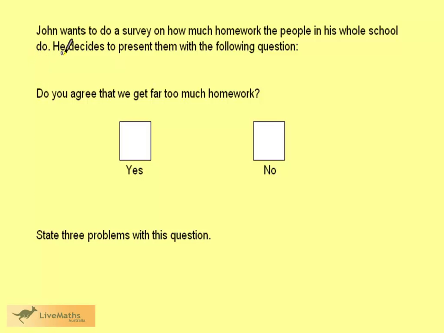John wants to do a survey on how much homework the people in his whole school do. He decides to present them with the following question. Do you agree that we get far too much homework? There are response boxes here, and if they agree, they tick yes. State 3 problems with this question.